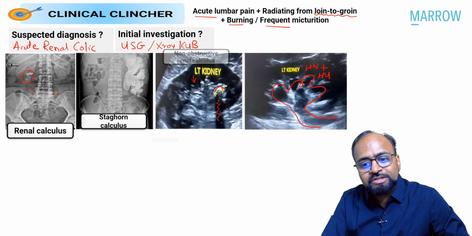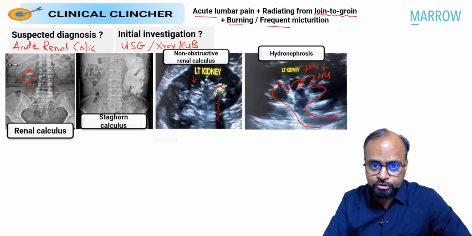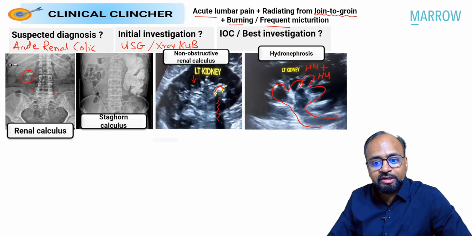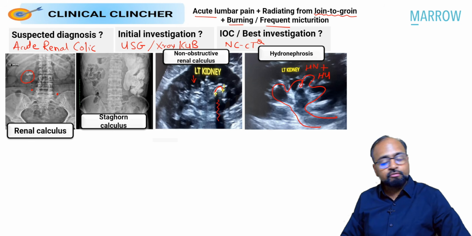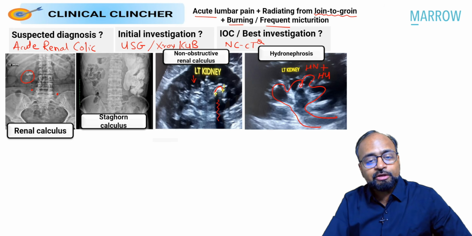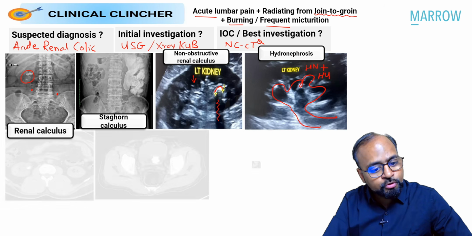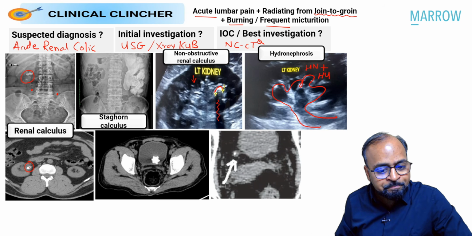So this is a non-obstructive renal calculus, and this is an obstructive calculus with hydronephrosis. What is the best investigation, or investigation of choice, for renal or ureteric calculi? Remember, it is a non-contrast CT, and that was the answer for this particular question in the exam. Well, contrast is not required per se to look for calculi, and hence non-contrast CT is considered the investigation of choice. So if you do a non-contrast CT, you will be able to see the renal calculus here, as you can see within the renal pelvis, right?